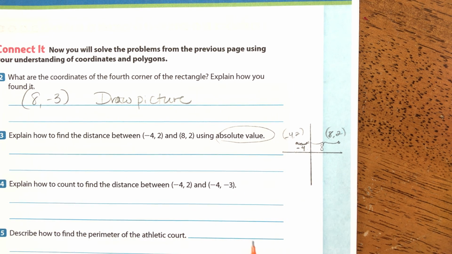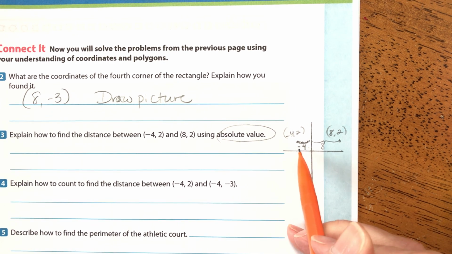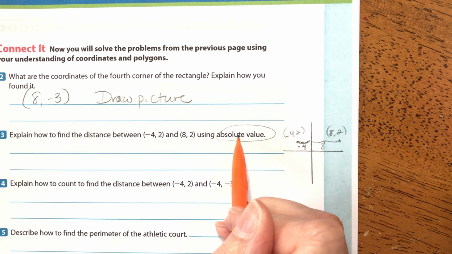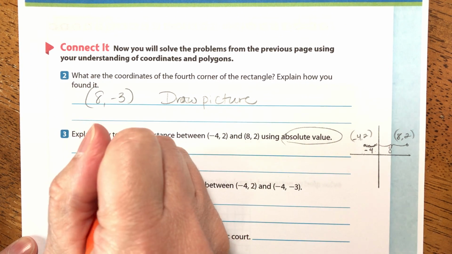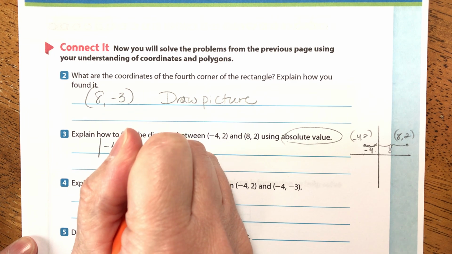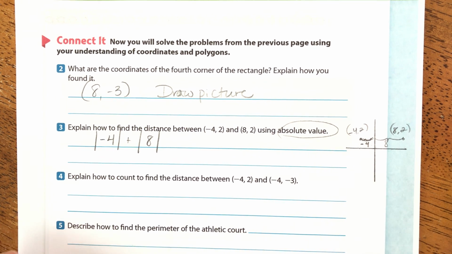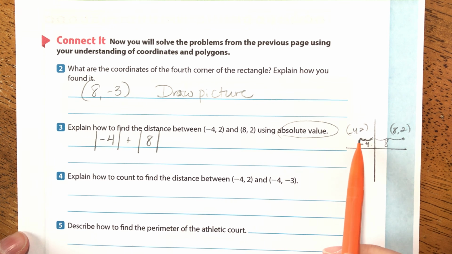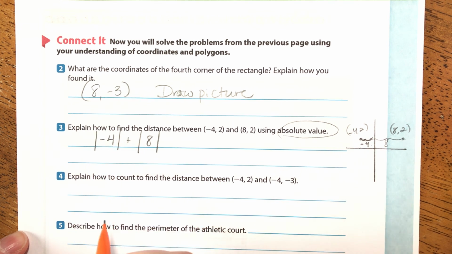So should I just add those together? 8 plus -4 would be 4. But that doesn't look right. No, I need absolute value. So what we're going to do, I'm going to take the absolute value of -4 and add it to the absolute value of 8. Right? Does that make sense? If I walk from here to here, I'm going to walk 4 steps and then I'm going to walk 8 more.